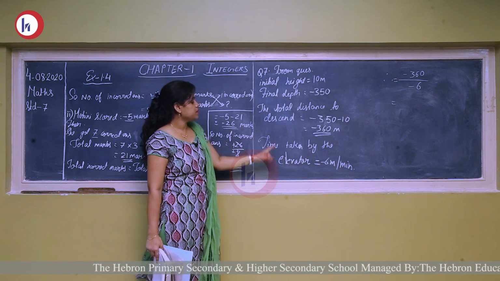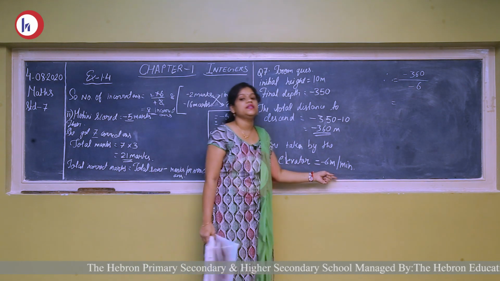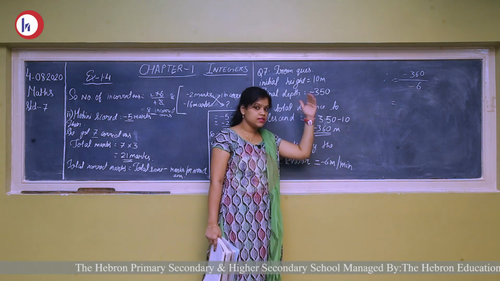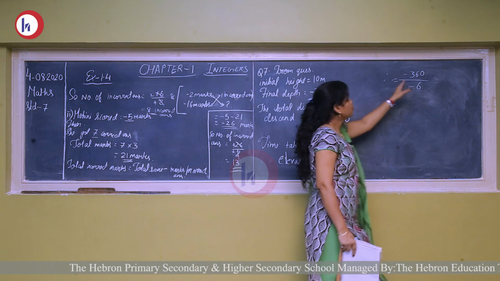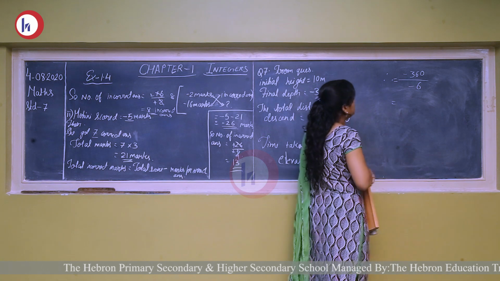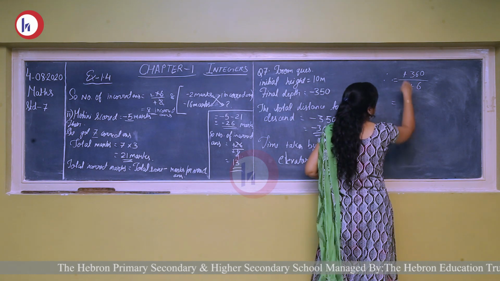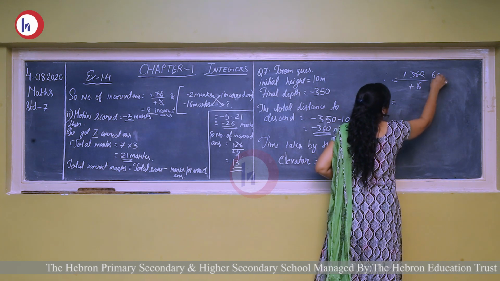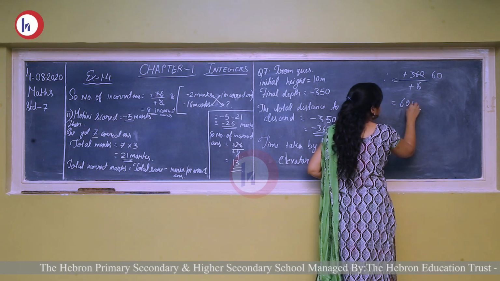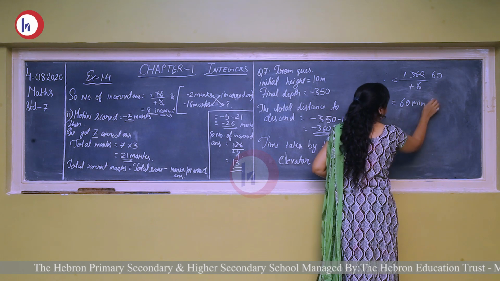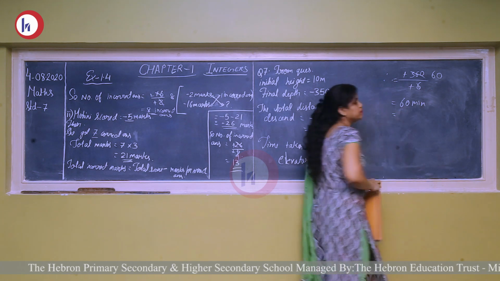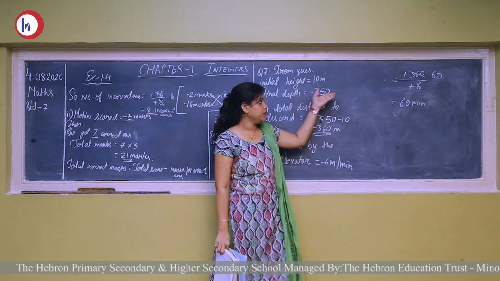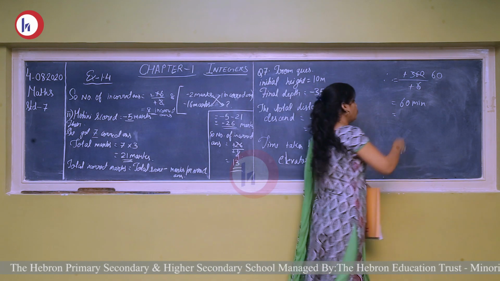Okay. Now the time is given. The rate of the elevator's descent is minus 6 meters per minute. Why minus? Because it is descending. Okay. So total distance travelled upon time taken. That means minus 360 divided by minus 6, minus minus sign gets cancelled, so that is 60 minutes. So total time taken by the elevator to descend from 10 meters above the ground level will be 60 minutes, that is 1 hour.